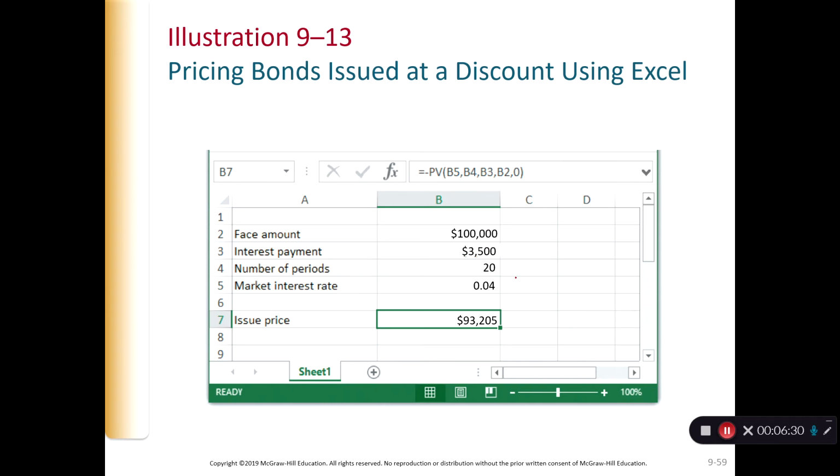Similar thing, exactly the same formula. Just make sure that your market rate right now is 4%, your face value is 100,000, and your interest payment is embedded at 7%, right? Hence the calculator immediately knows that you are issuing at a discount, right? So your issuance price is actually lower than your face value, at $93,000.